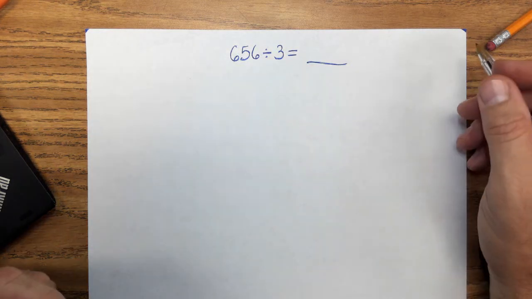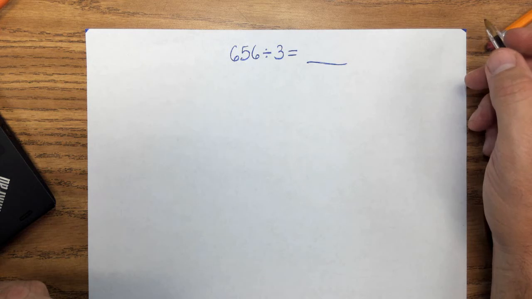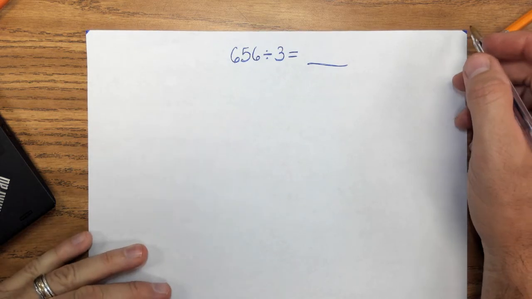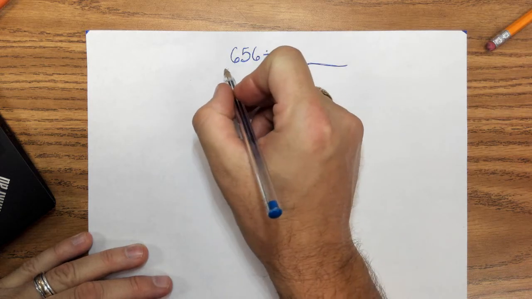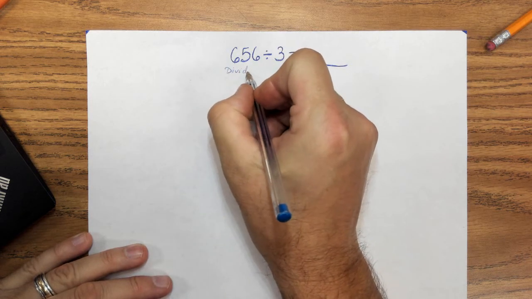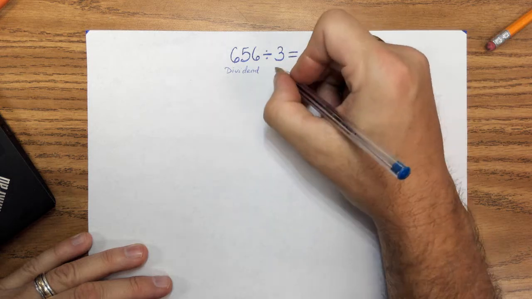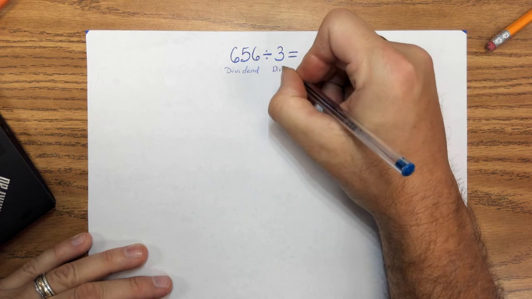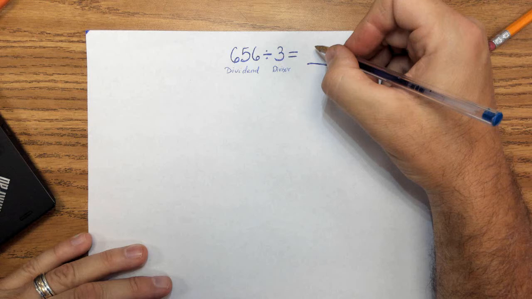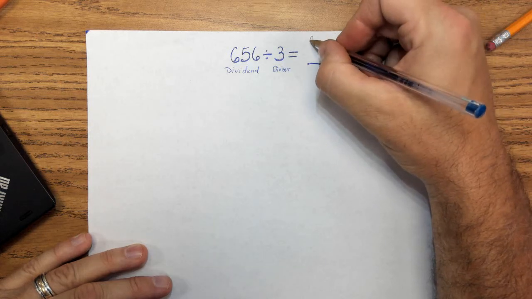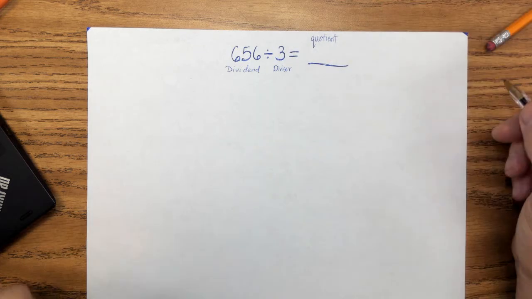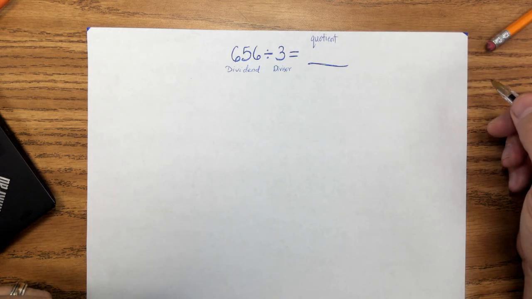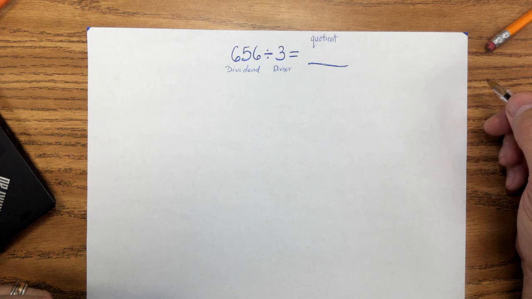I want to do a quick video on area model division. In our example, we have two numbers: 656 being the dividend, 3 being the divisor. The result of that operation will leave us with a quotient. These are vocabulary words that our fourth grade students would need to know.